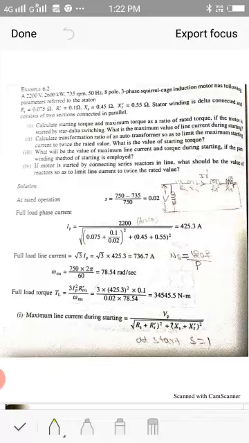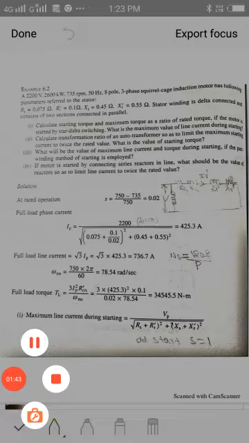What will be the value of maximum line current and the torque during starting if the part winding method of starting is employed? If the motor is started by connecting a series reactor in the line, what should be the value of the reactor so as to limit the current to twice the rated value?